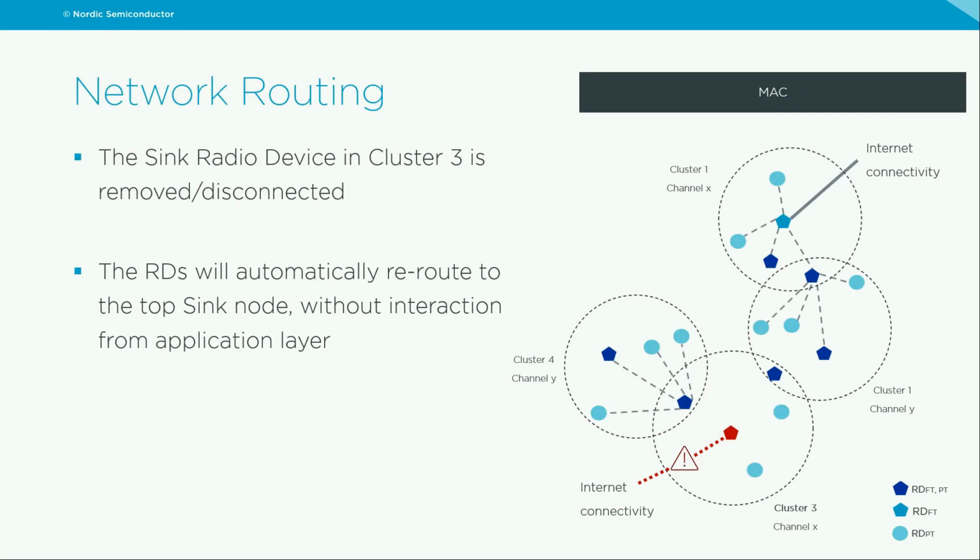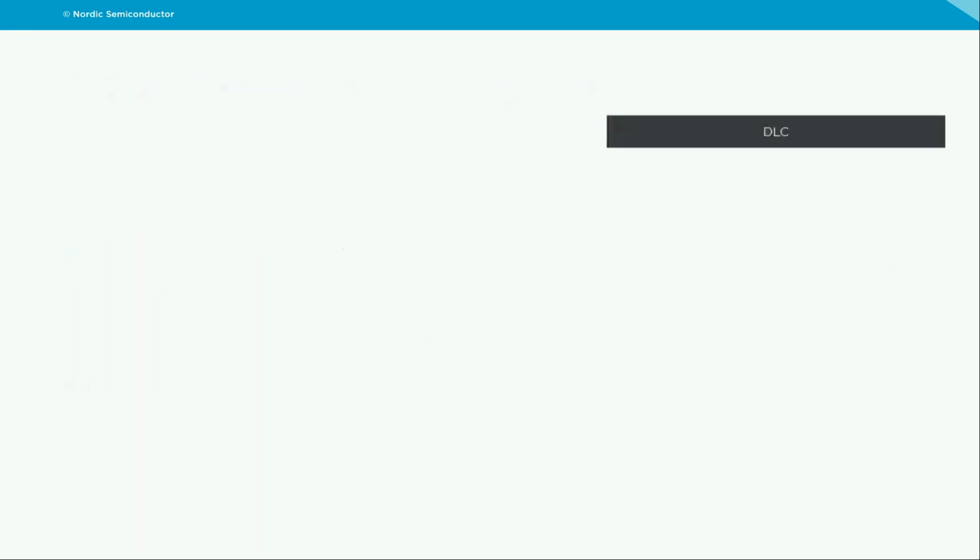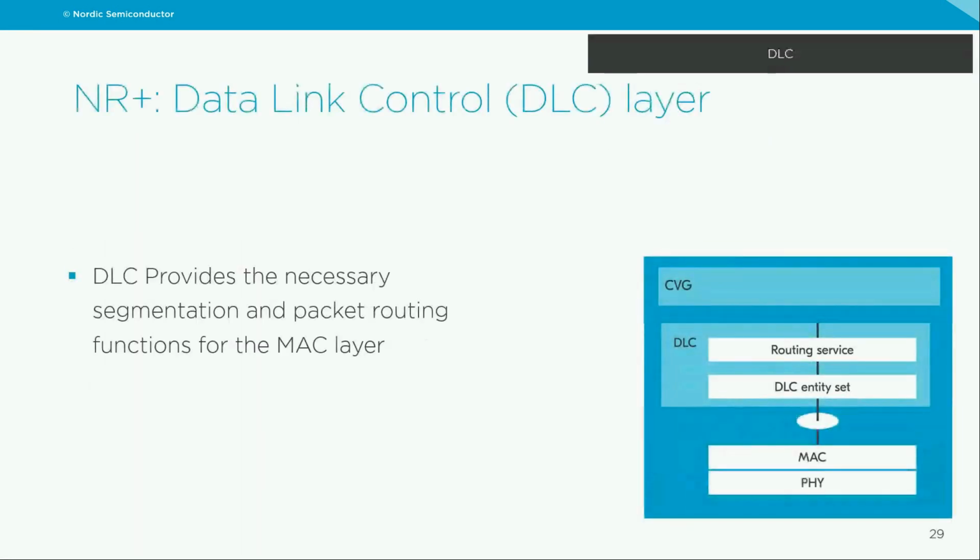So the next thing that will happen here is that the nodes that don't have a connection will autonomously connect to the closest routing nodes to the next cluster and send their data to the top sync node instead. And this is without interaction from any other layers, any other upper layers. That, of course, saves resources and makes the network more reliable.